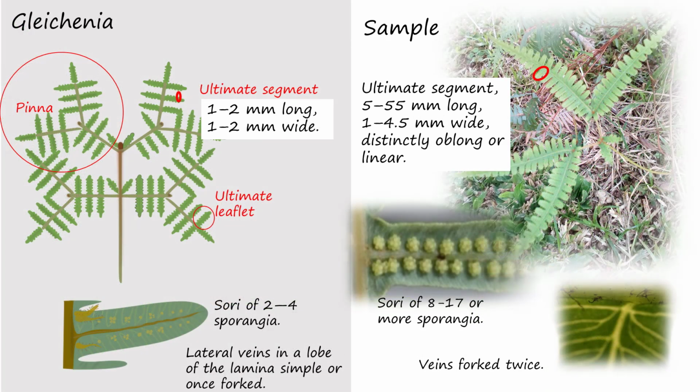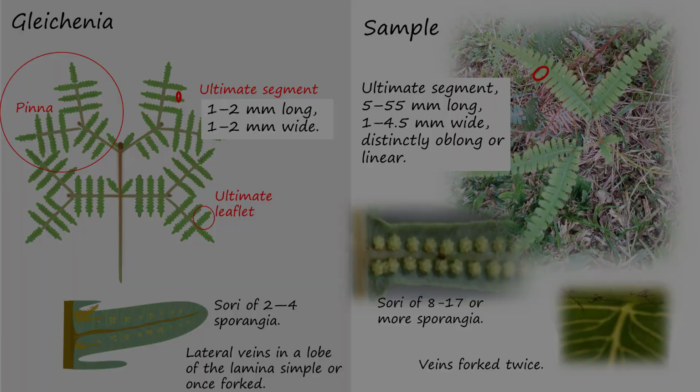The sample differed from the genus Gleichenia because the ultimate segments of Gleichenia measure 1 to 2 mm long and 1 to 2 mm wide, whereas the ultimate segment of the sample is larger, around 5 to 55 mm long and 1 to 4.5 mm wide. Also, Gleichenia only has 2 to 4 sporangia per sorus, whereas the sample has 8 to 17 sporangia per sorus. And the veins of Gleichenia are once forked, while the veins of the sample are twice forked.